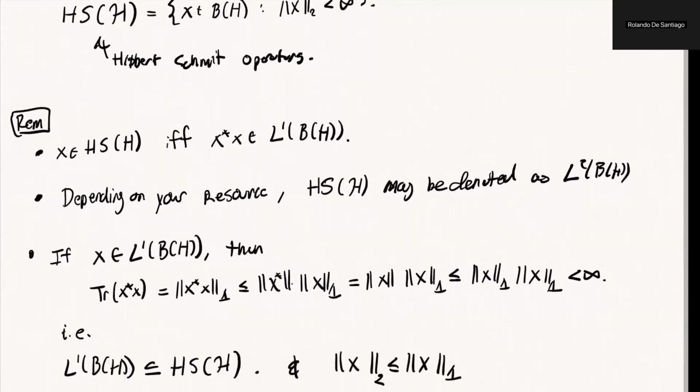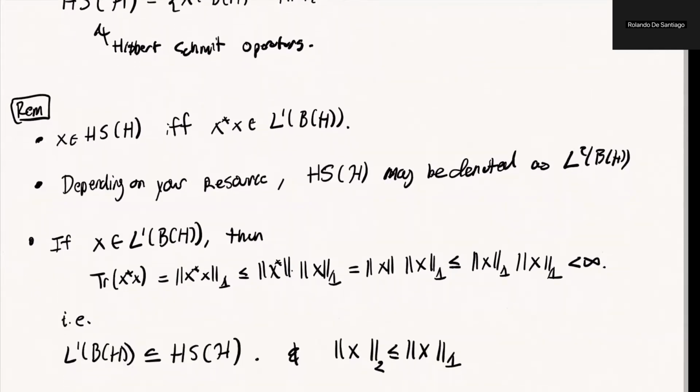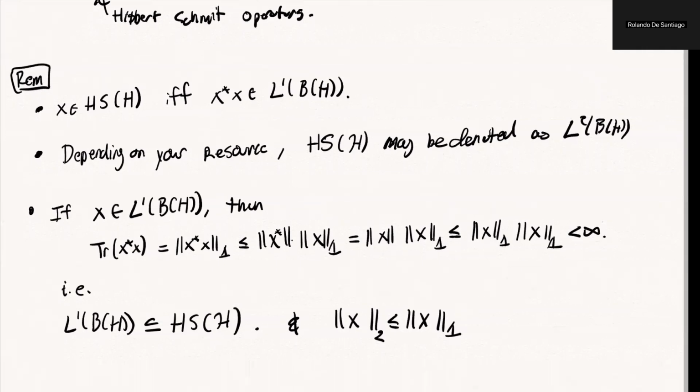A short computation shows that if you have an element that is trace class, then it's automatically Hilbert-Schmidt. It requires a couple of the facts from the previous slide, but it's not too hard to show. So in particular, all trace class operators are Hilbert-Schmidt, and moreover, there's a comparison between the 2 norm of an operator and the 1 norm of the operator as defined relative to this trace.